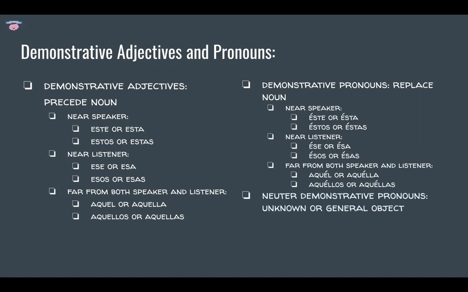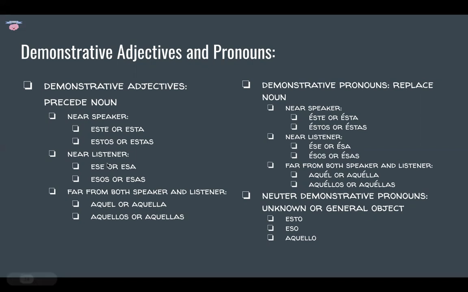There's also one more thing called the neuter demonstrative pronoun, and it's when it's an unknown or general object. And this is just esto, eso, or aquello. This is not like any of the others. These use ese or este; this one's just esto, eso, aquello. If you don't know what you're talking about, you can just say esto or eso or aquello.